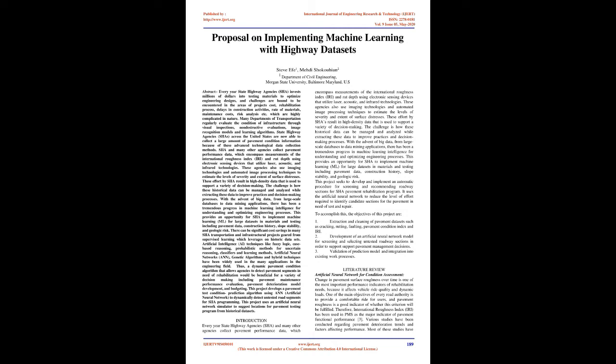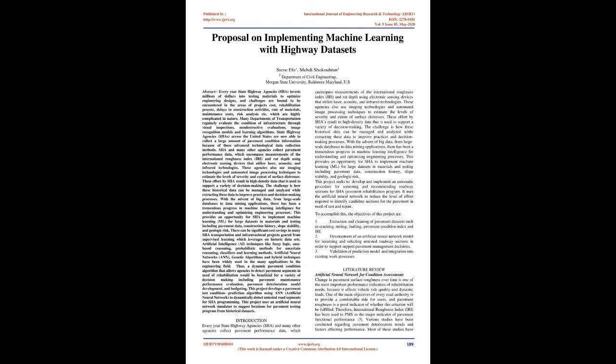This project develops a pavement test condition prediction algorithm using an artificial neural network to dynamically detect untested road segments for SHA programming. This project uses an artificial neural network simulator to suggest locations for pavement testing programs from historical data sets.